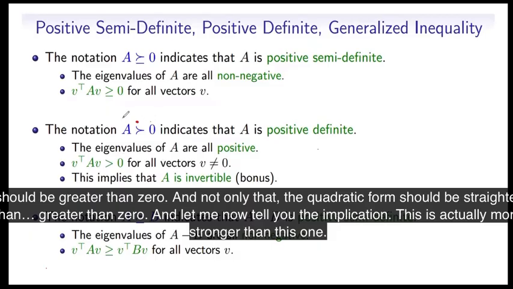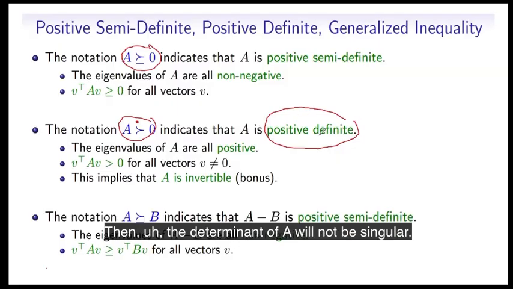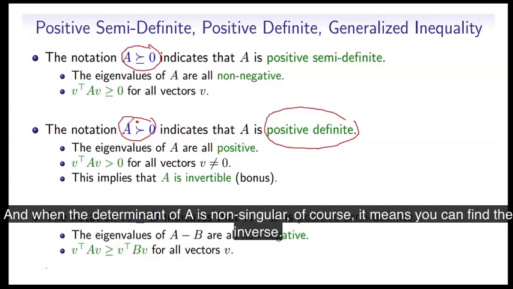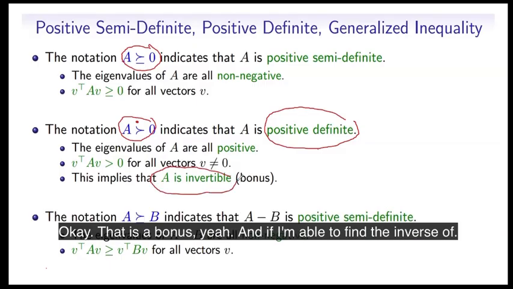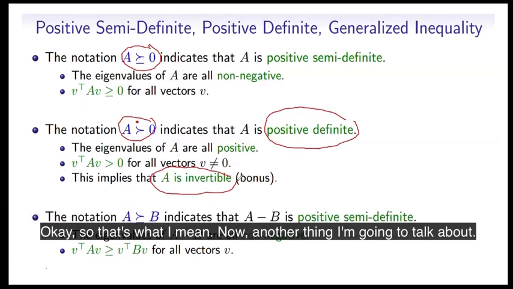This is actually stronger than this one, because in a situation where we have a positive definite matrix, you know what happens? The determinant of A will not be zero, so A is not singular. And when A is not singular, of course, it means you can find the inverse of A. That is the bonus here. And if I'm able to find the inverse of a matrix, particularly in a linear regression setup, then you will be able to estimate the regression parameters. So that's what I mean.